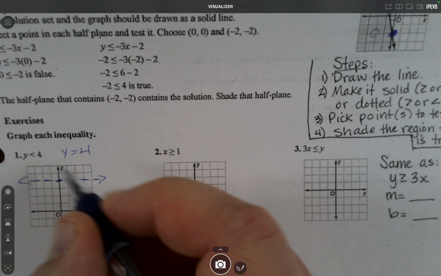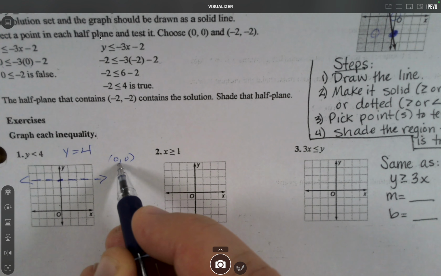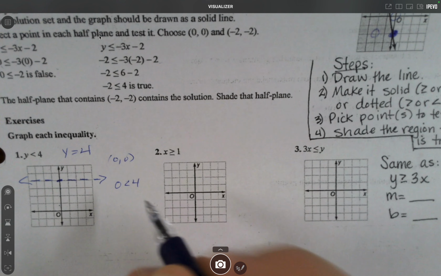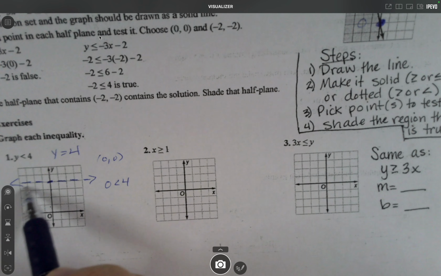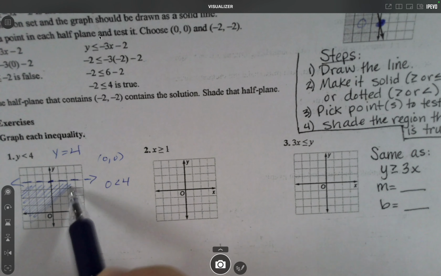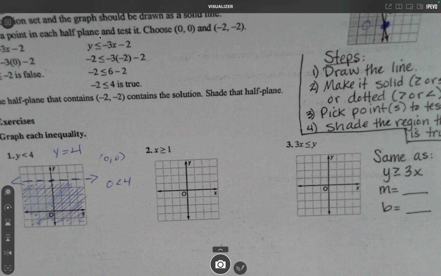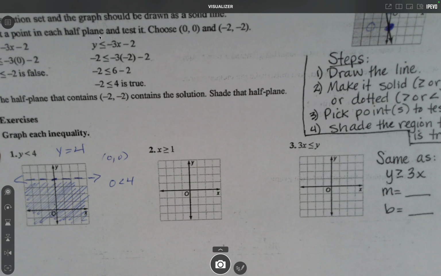Okay, so I'm just going to pick 0, 0. Well, there is no x to plug in 0 to, but we can plug in 0 for y, so we get 0 is less than 4. That's a true statement, so we can shade this part in. Which makes sense. If y is less than 4, it makes sense we go below 4.